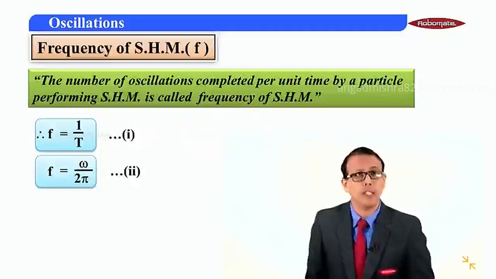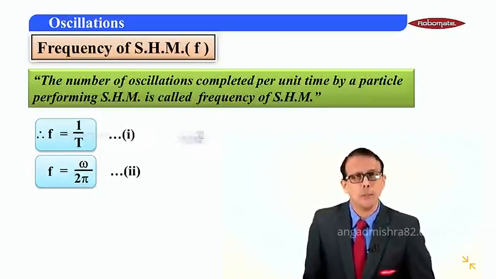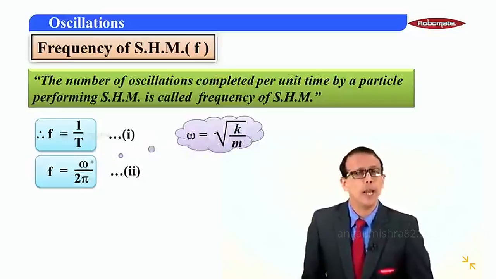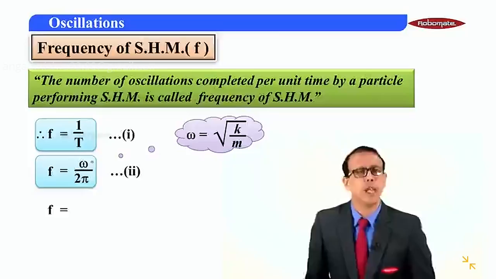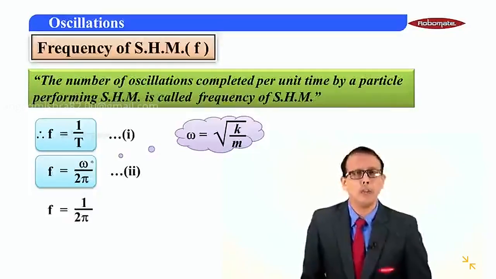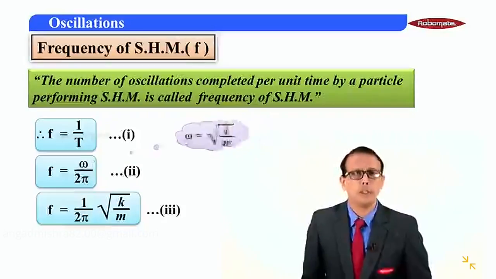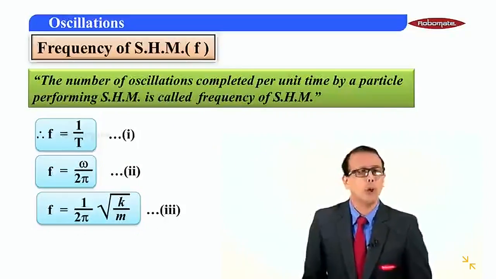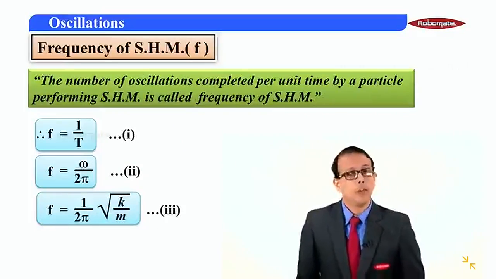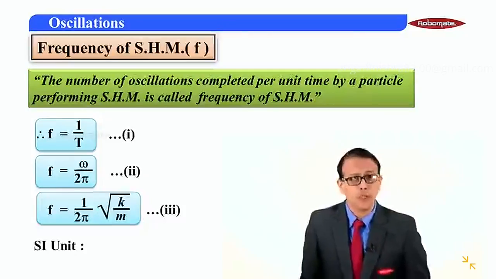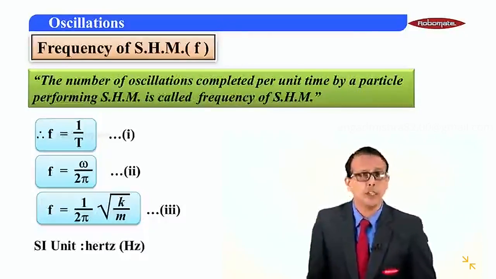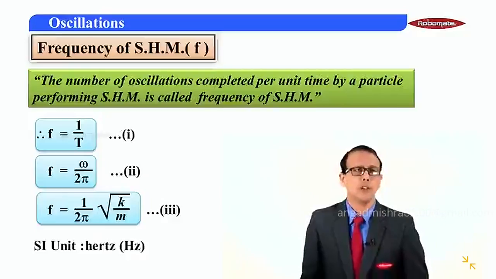Students, we have already seen this in our chapter circular motion also. And as far as this chapter is concerned, we know omega is root of k by m, and hence frequency, students, can also be expressed as 1 upon 2 pi, and the formula of omega, that is root of k by m. F therefore becomes 1 upon 2 pi root of k by m. Frequency's unit we know, students, SI unit is hertz, even CGS unit is hertz.